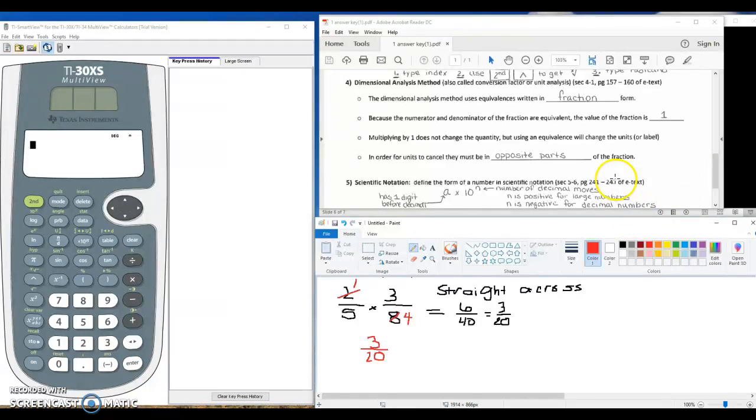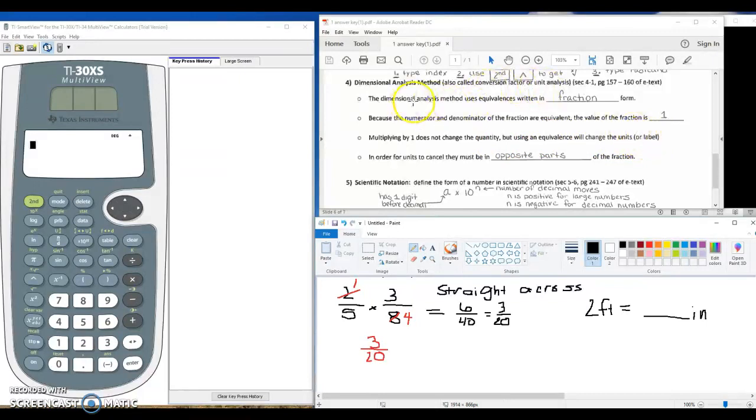So let's take a look at a very simple example with units, because that's where the dimensional analysis comes in. This one is so simple that you could do it in your head, but we're going to set it up so that you see how it all works. So 2 feet is equal to blank inches. And you could fill in the answer of 24. If I would measure something 2 feet long, or if I would measure something 24 inches long, they would be the exact same length. So that's this part about multiplying by 1 does not change the quantity. Our length does not get longer. But by using equivalences, we will change the units or labels.